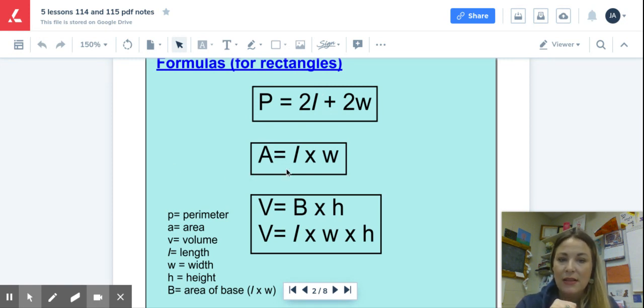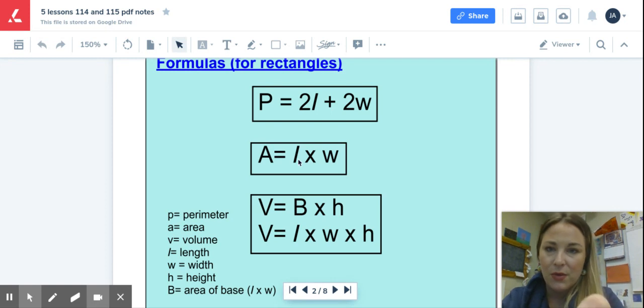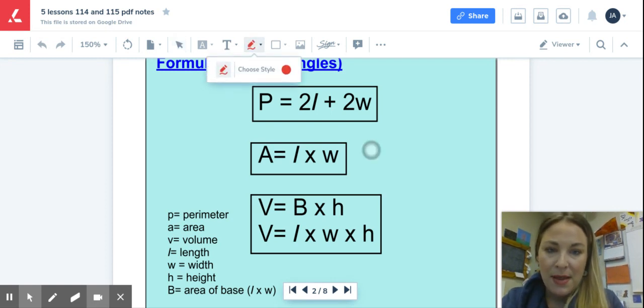A equals L times W. Area equals length times width. So area equals the length times the width of a quadrilateral or of an object. I'm going to be honest, sometimes I intermix area equals base times height. I'm going to write that in here real quick. And that's not wrong. That's also a fine way to explain it. Area equals base times height.